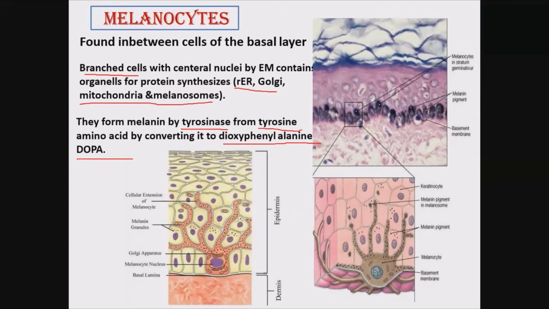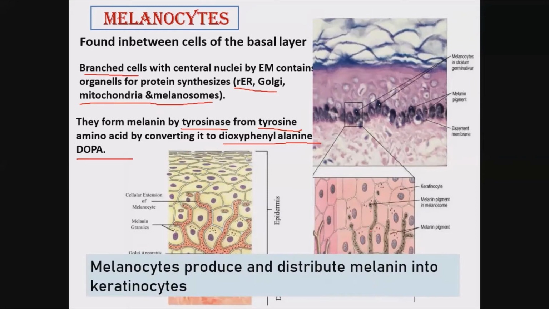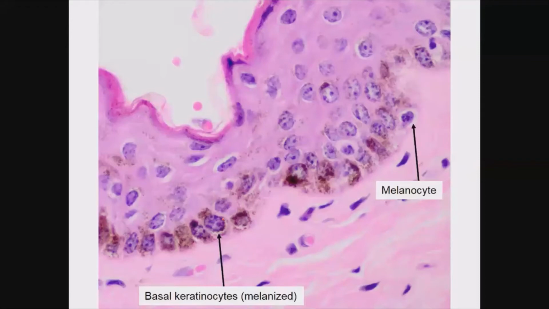That's why the cells in the lower layers will be more brownish in color. So melanocytes produce and distribute melanin to keratinocytes. We can see here the cytoplasm of a few cells has brown pigment. These cells are the basal keratinocytes, melanized here. Whereas the cell without pigment is actually the melanocyte. So the melanocyte produces melanin and this pigment is transferred to other nearby adjacent cells.